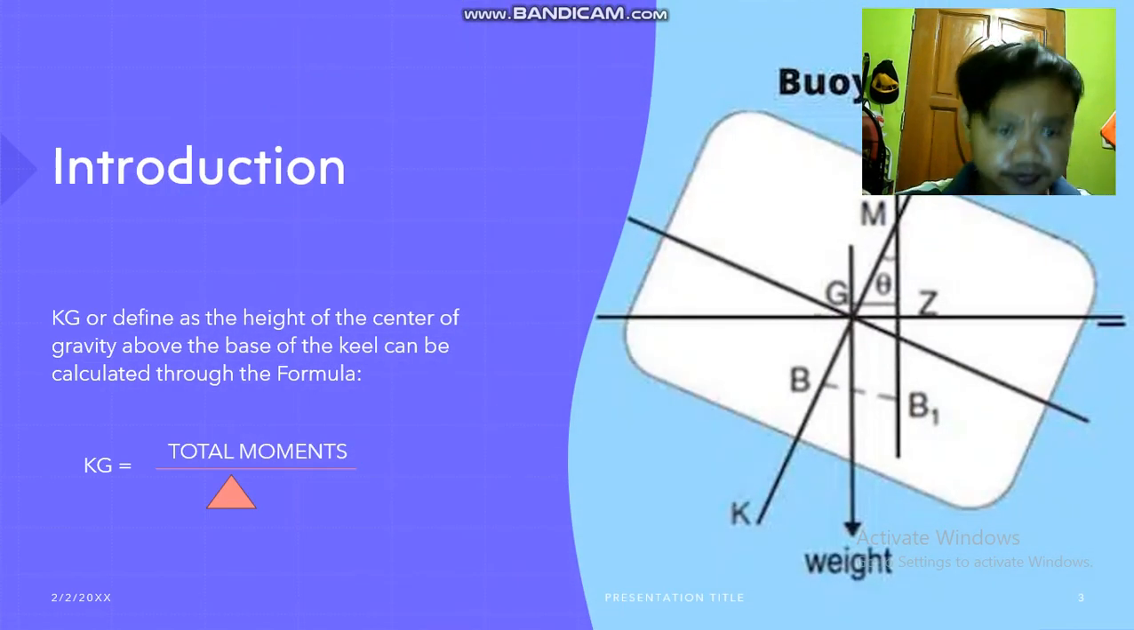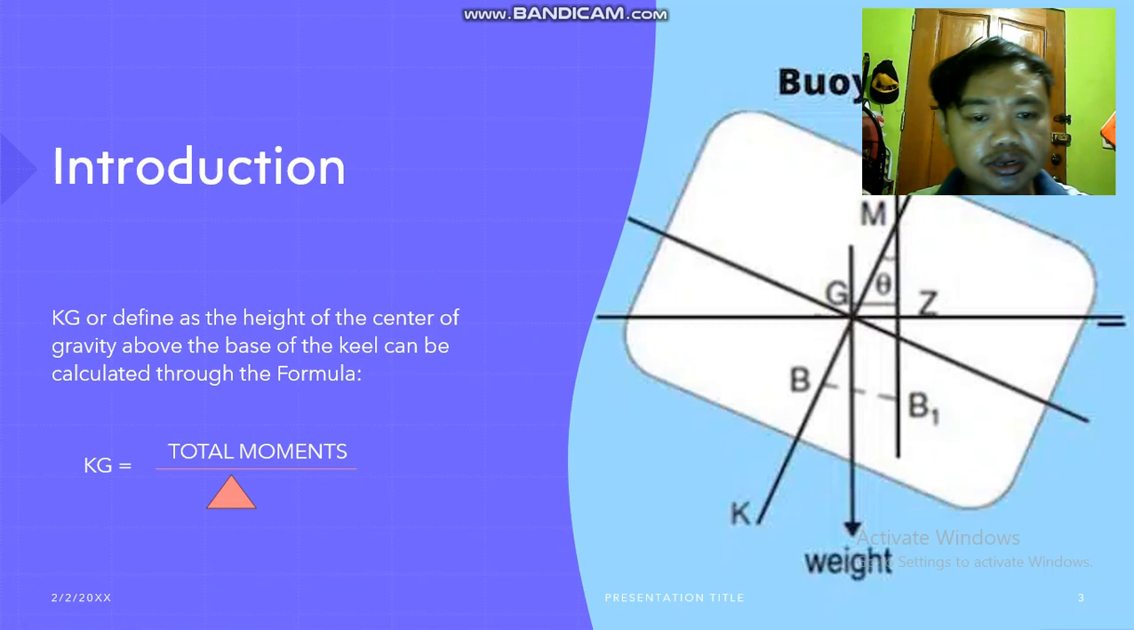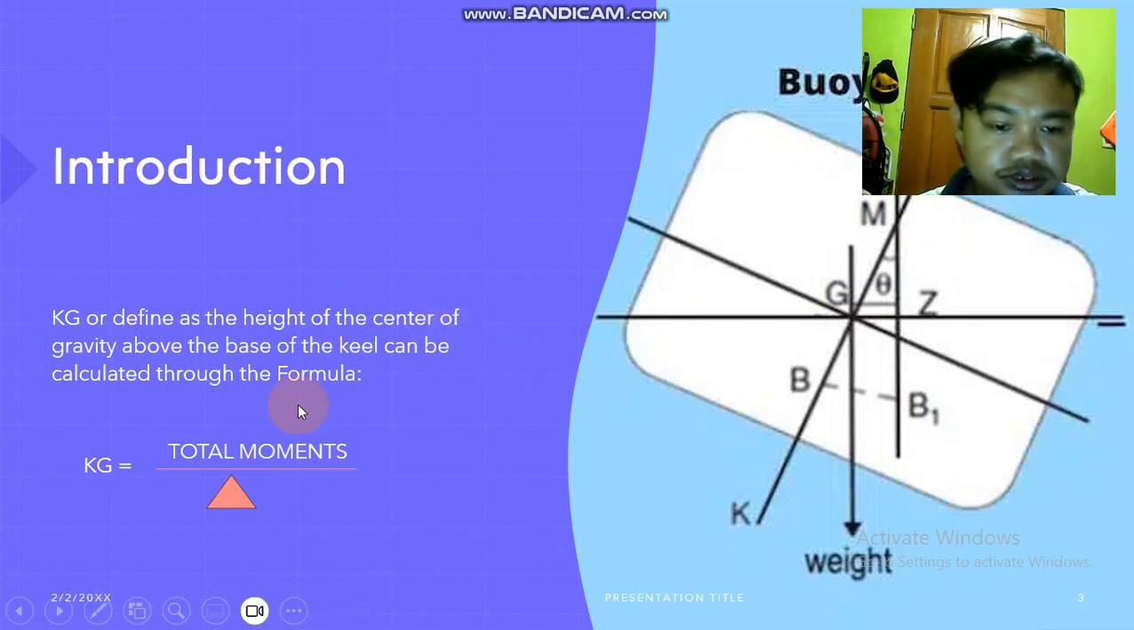For our introduction, let us first define KG, the height of the center of gravity above the base of the keel. This can be calculated through a simple formula: total moments divided by the displacement. This is the formula.